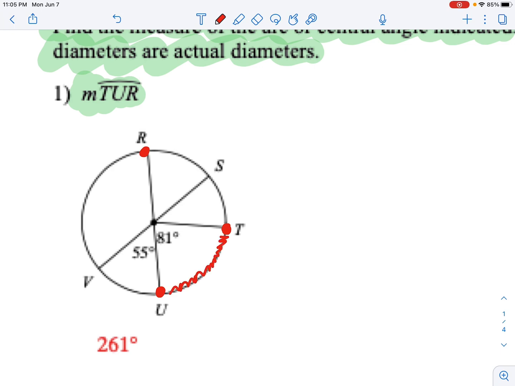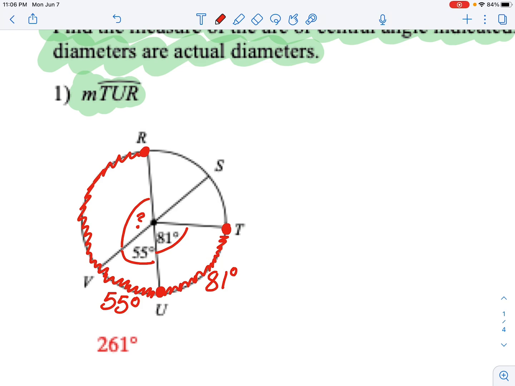So it's a major arc, right? So we're going TU and then all the way to R, right? So we're finding the arc. As we recall, the central angle is equal to the arc. So that's 81 degrees. So if this is 55, this is 55 degrees, right? So what we need is to find that right there. This is what's missing right here, okay?